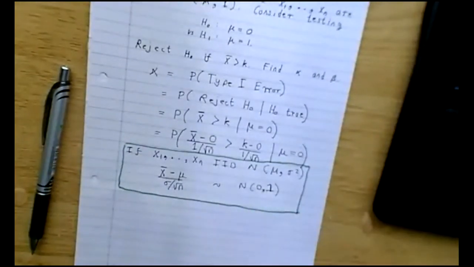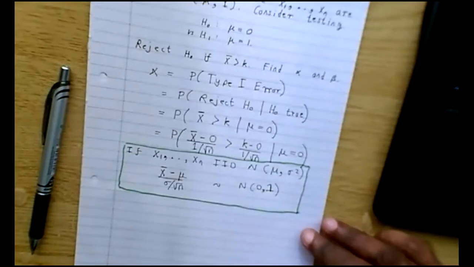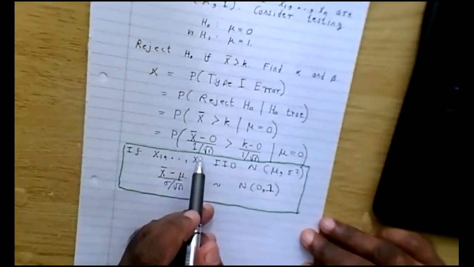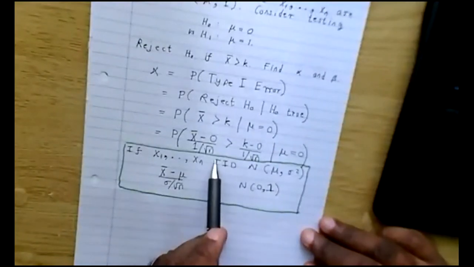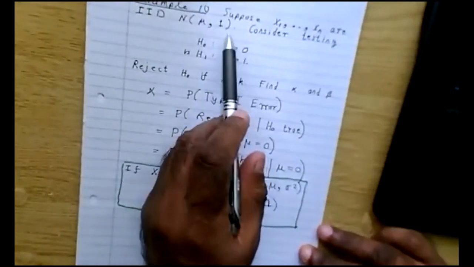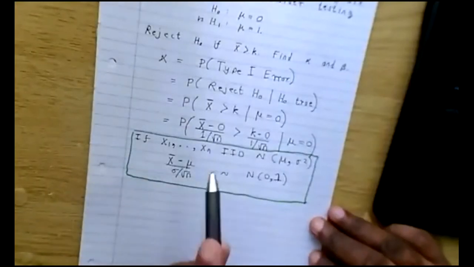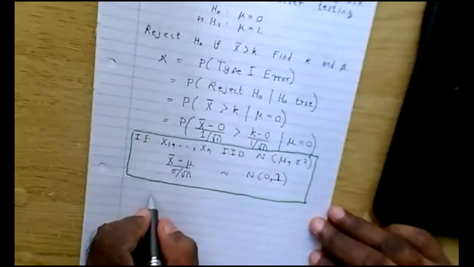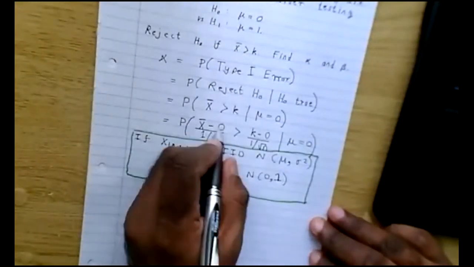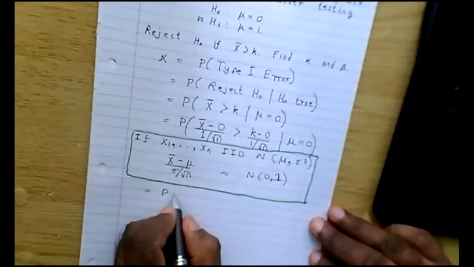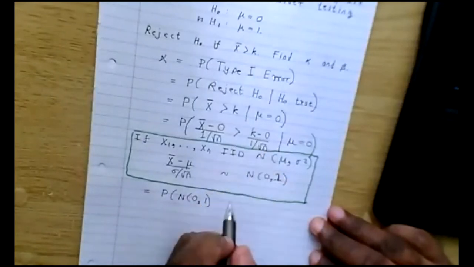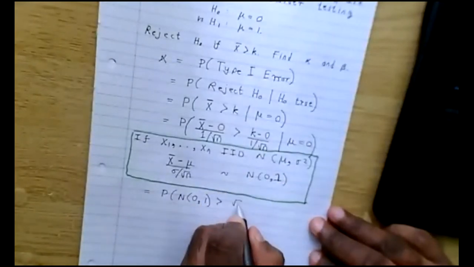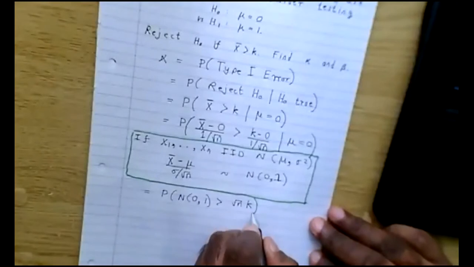So what I'm trying to do, guys, is that in this line here, I'm subtracting mu, which is 0, and dividing by sigma over root n. Sigma is 1 because sigma squared is 1, right? All right. So the left hand side becomes a standard normal variable, and this guy here becomes root n times K.